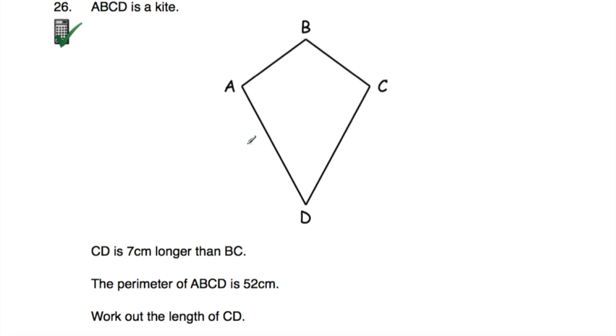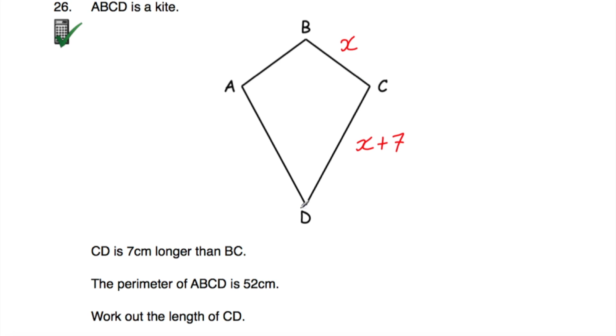And we're told that CD, this length, is 7 centimeters longer than BC. And we're told the perimeter of ABCD, the kite, is 52 centimeters, and we've been asked to work out the length of CD. So let's call BC x. And CD is 7 centimeters longer, so we add 7 onto x to find the length of this. So it's going to be x plus 7.